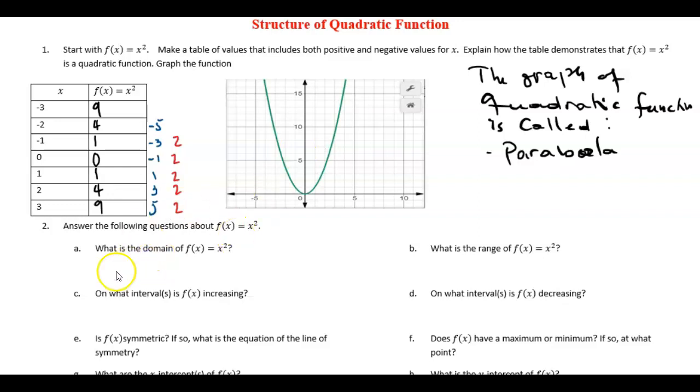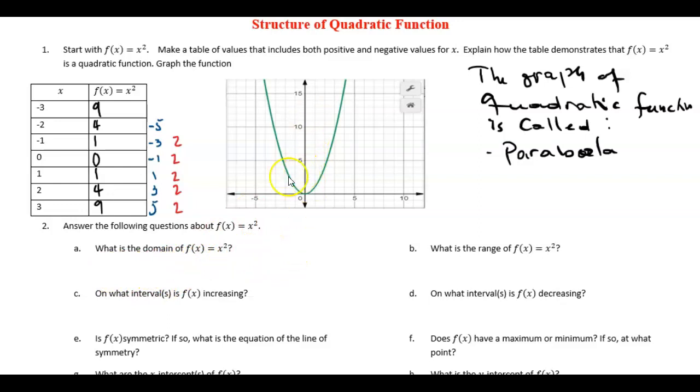Now, we're gonna use that graph to answer question number two. So, let's start with question number two. Answer the following question about f of x equal x squared. So, that's the function that we had the table and the graph for. We're gonna answer those questions based on the graph. So, we say, what is the domain of f of x equal x squared?